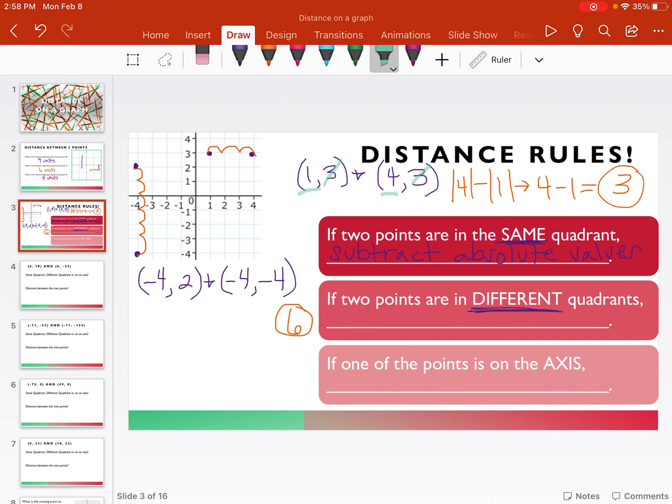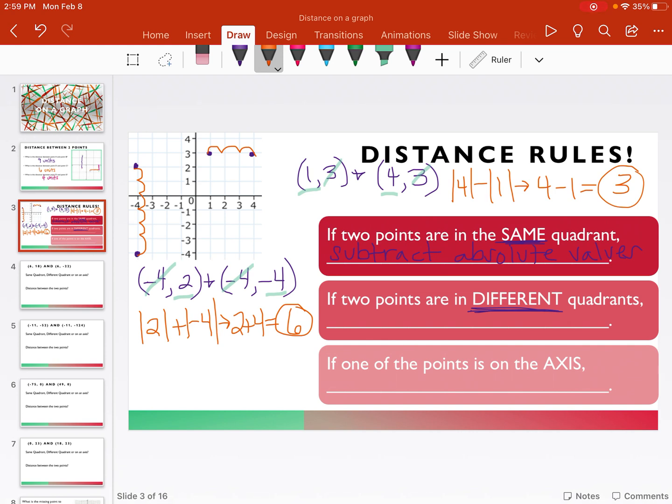When I look at my original ordered pairs, they both have a -4 for the x, so I want to look at the y's. I have a 2 and a -4. Is there anything I could do with a 2 and a -4 to get to 6? Well, we subtracted when they were in the same quadrant, so now that they're in different quadrants, we actually want to add them. But again, we're going to add the absolute values. So I'm going to take the absolute value of 2 plus the absolute value of -4. Well, that's just 2 plus 4, which equals 6.